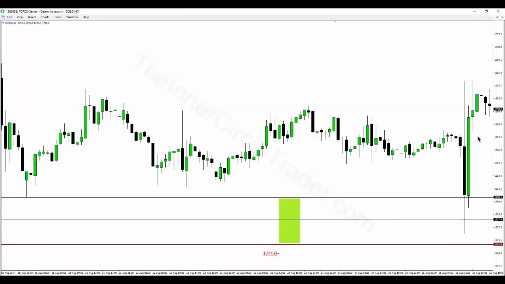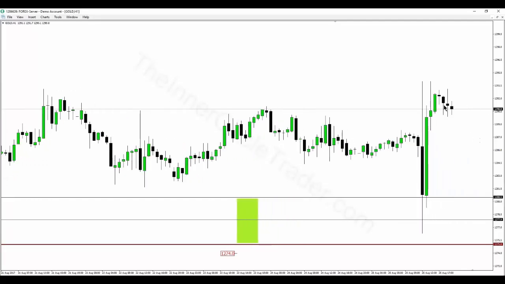Price rallies up immediately back up, and this is where we're sitting at now. So now looking at price, if we miss this opportunity, like some of you most likely did, we can now use the breaker to get long. Now the question is where is the breaker?